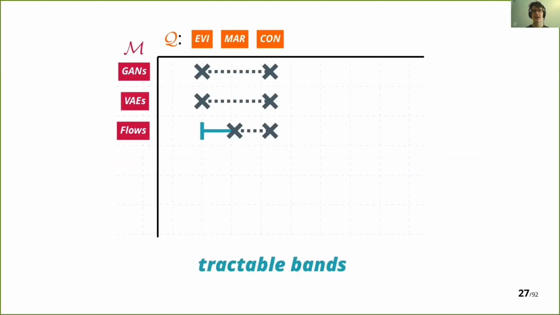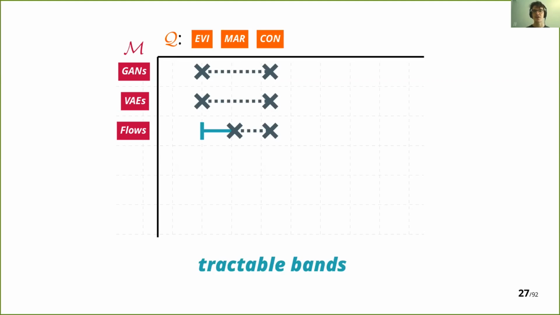So here is a recap. We've seen complete evidence, marginals, and conditionals. And so far, flows only provide tractable inference for evidence. What's the reason behind this? To try to understand that, let's zoom out a bit.